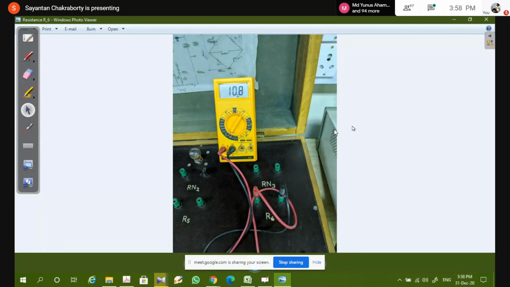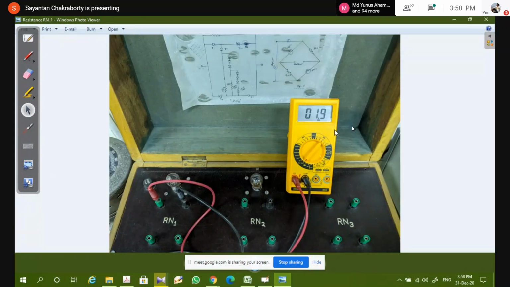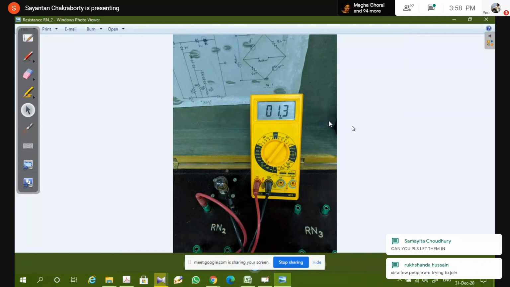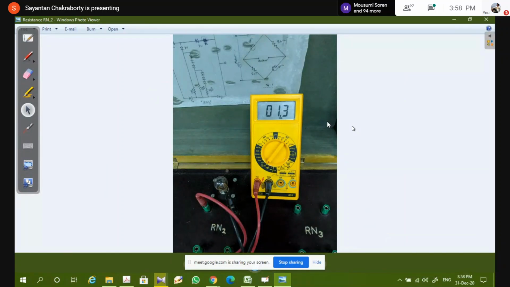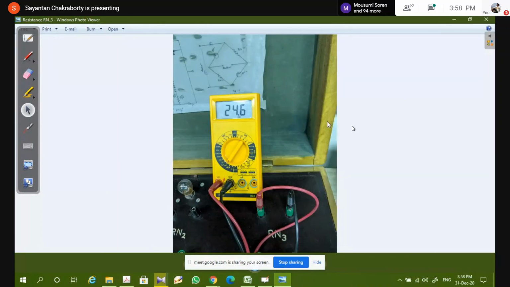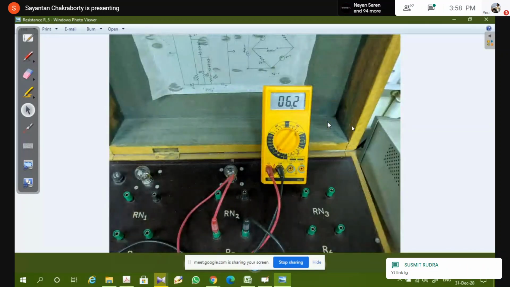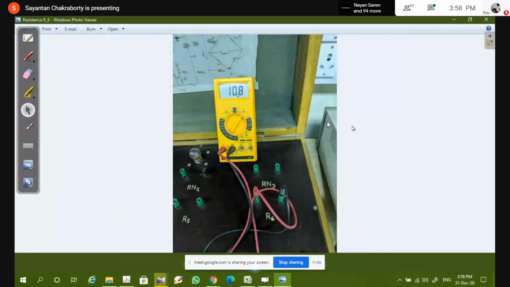Okay, I'll again repeat these things. Rn1, nonlinear, first nonlinear one, 1.9 ohms. Rn2, 1.3 ohms. Rn3, 24.6 ohms. Linear resistances, R4, 13.1, R5, 6.2, and R6, 10.8. Okay, so you'll get an overall idea of these different resistances.